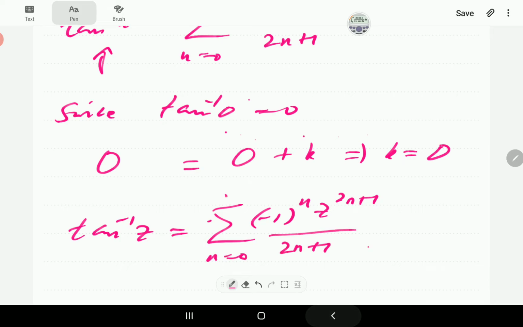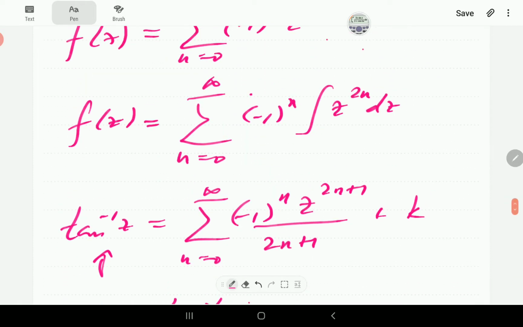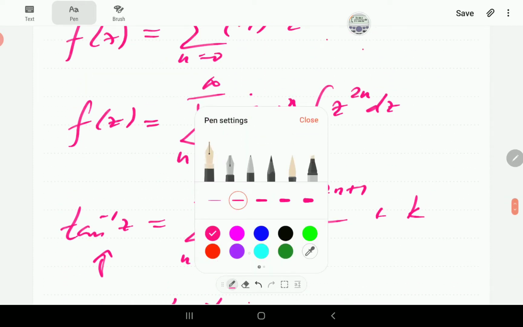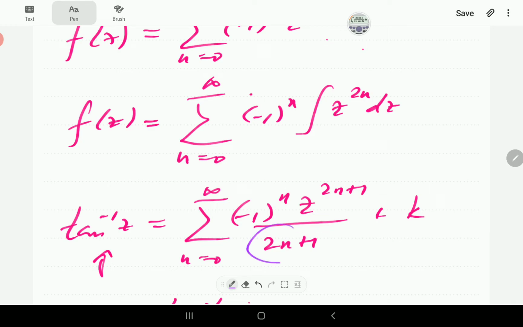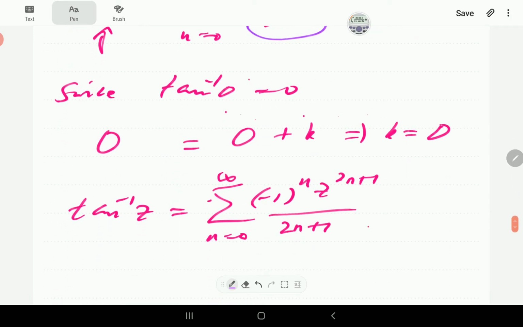Notice here when we do this integration, we just need to be careful whenever we start dividing by stuff. We need to be careful that 2n plus 1 cannot be 0. But you can see that 2n plus 1 equals 0 gives us n equals a half. And since the values that n takes here are non-negative integers, this one does not arise. So we don't have that problem.